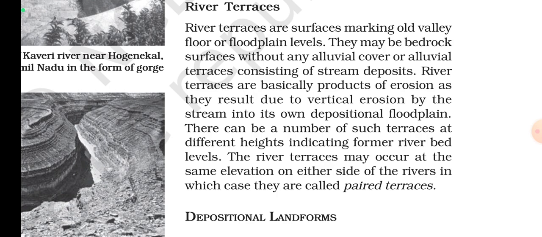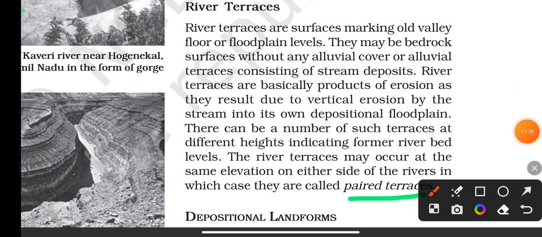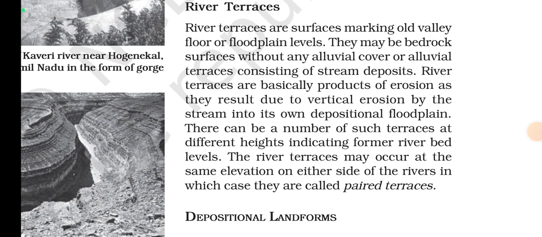The river terraces may occur at the same elevation on either side of the rivers, in which case they are called paired terraces. Okay. Paired terraces mean that river terraces form on both sides, and then they are called paired terraces.